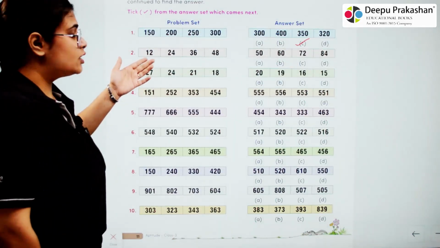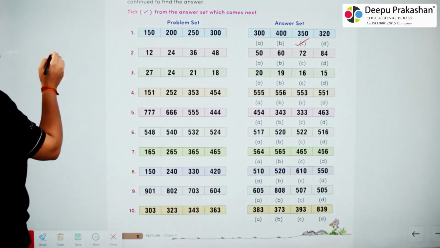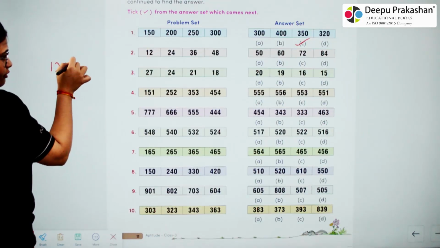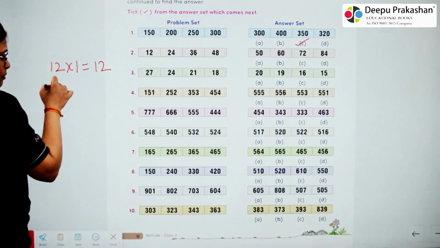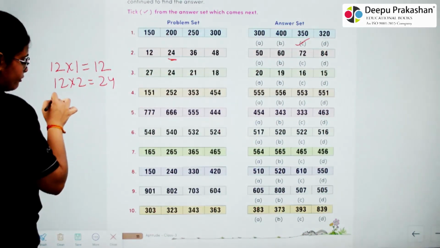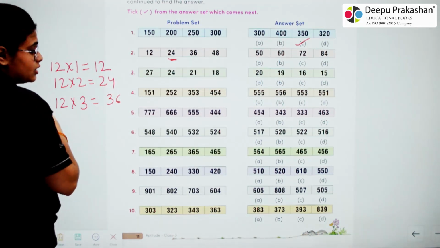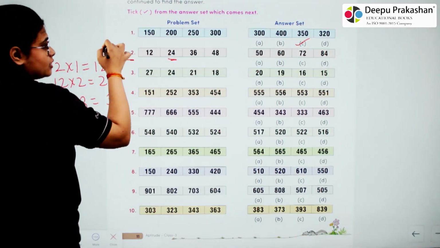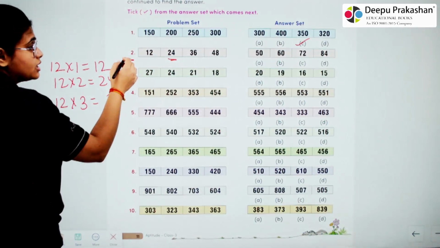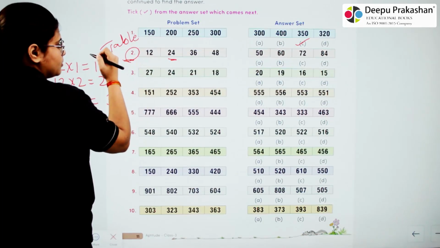Second, we are given 12, 24, 36, 48. That means if we multiply 12 with 1, we will get 12. If we multiply 12 with 2, we will get 24. That is our second one. If we multiply 12 with 3, we will get 36. That means in the second one we are following the table of 12.